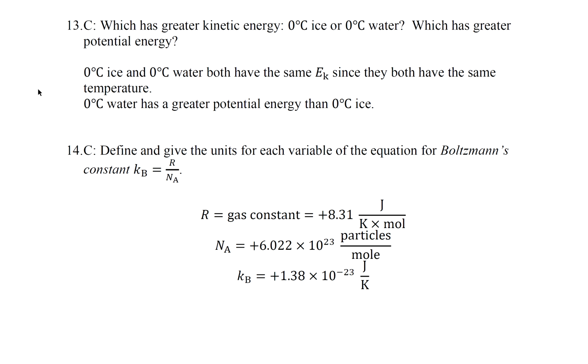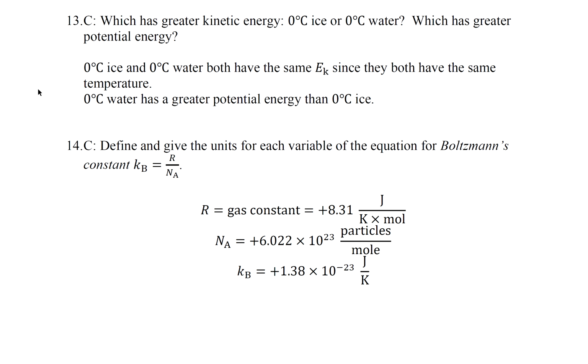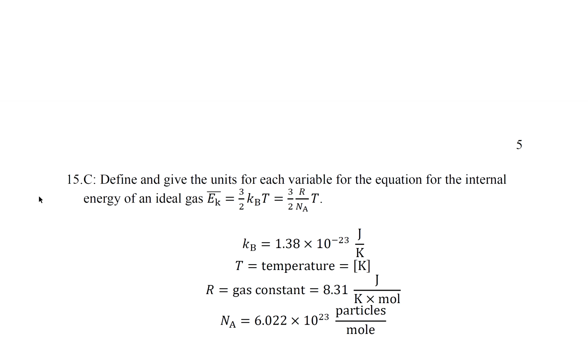Question 14. Define and give the units for each variable for the equation for Boltzmann's constant. k sub B equals R over N sub A. Well, the two constants on the right-hand side have been simplified to only one constant on the left-hand side. So R is the gas constant. We'll learn more about it later, hopefully. N sub A is Avogadro's number. We'll learn more about it later, hopefully. And k sub B is Boltzmann's constant.